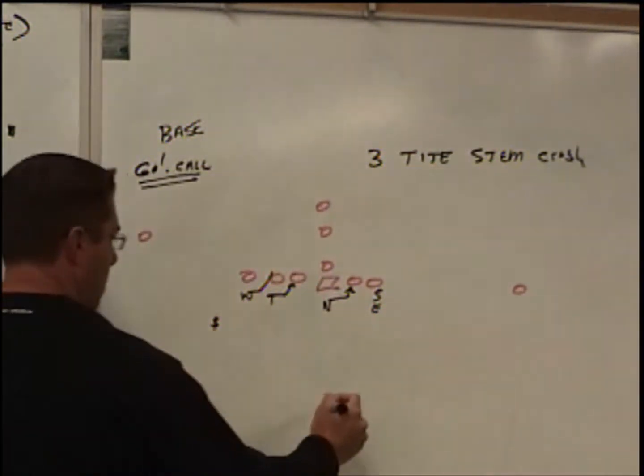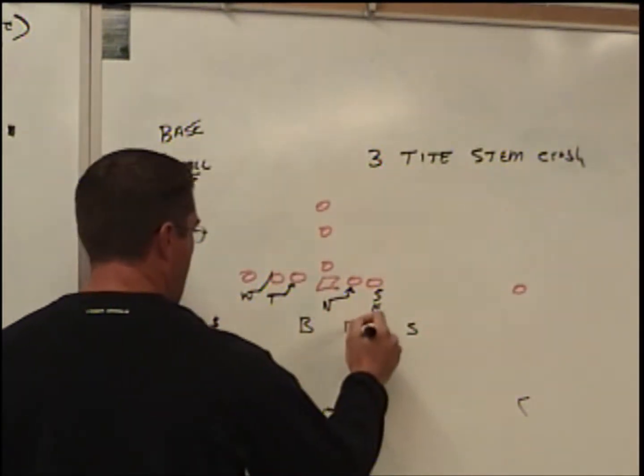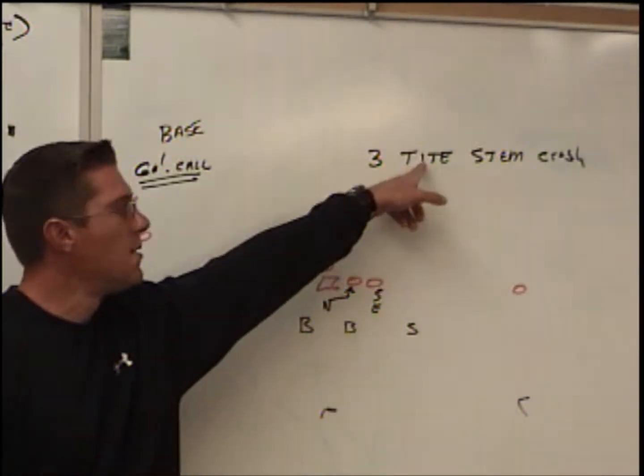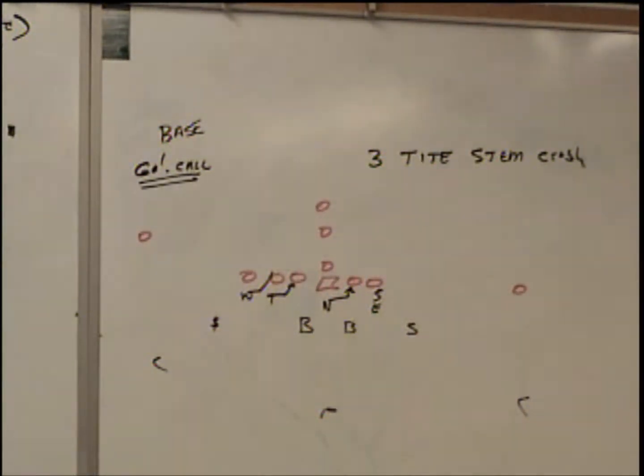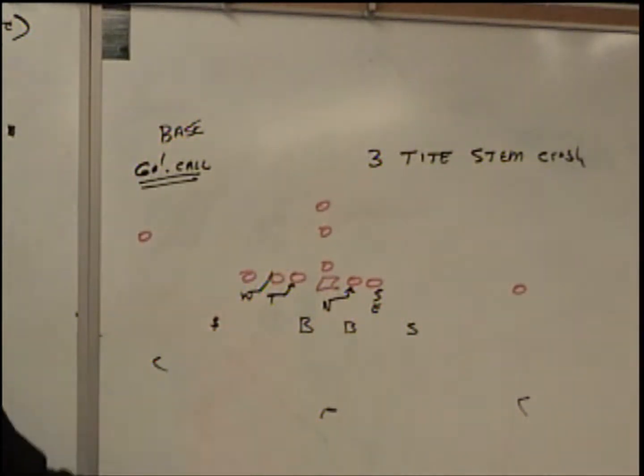Strong safety, 1, 3. This is the defense where the strong safety now goes to the tight strength, so that's tight, okay. So it'd be 3 tight stem crash. Or 3 deuce stem, whatever, okay? We're coming from here, so if you want to blow up the tight end, that's a good short yardage deal.